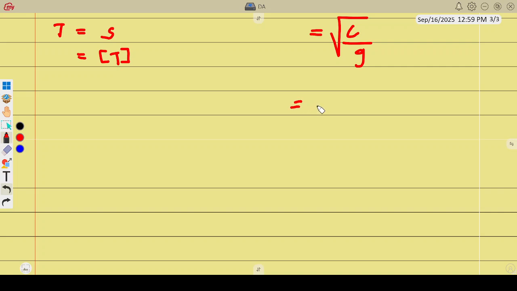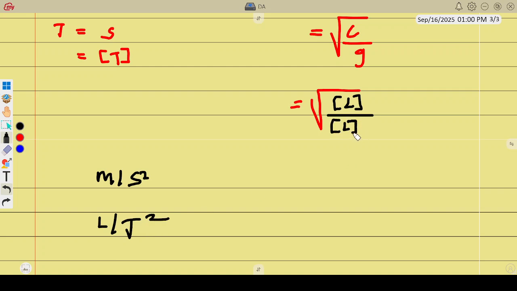So we start with the square root. Length, L, the unit for length is meters. So let's put meters where we have length. So length is meters, meaning the dimensions are L over gravity. The units for gravity are meters per second squared, so in dimensions it will be L over T squared.